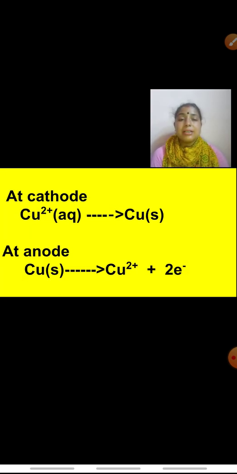The first one is that the amount of any substance deposited or liberated at any electrode is directly proportional to the quantity of electricity passed through the electrolytic solution. Children, when I was explaining the electrolytic cell, I told you the anode will get dissolved and the cathode will become thick. That means more copper will deposit on the cathode. Now this method can be utilized for the refining of many metals.